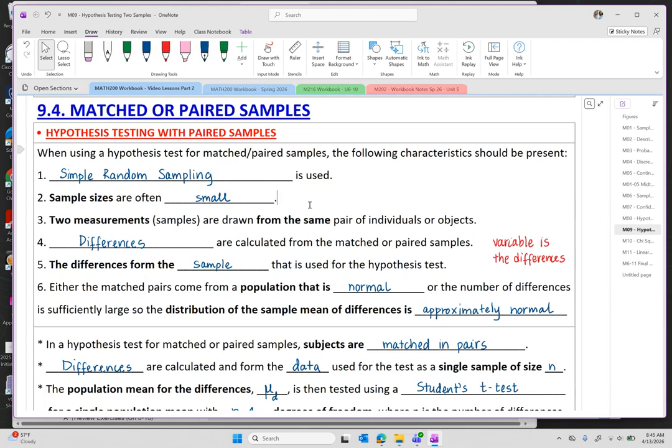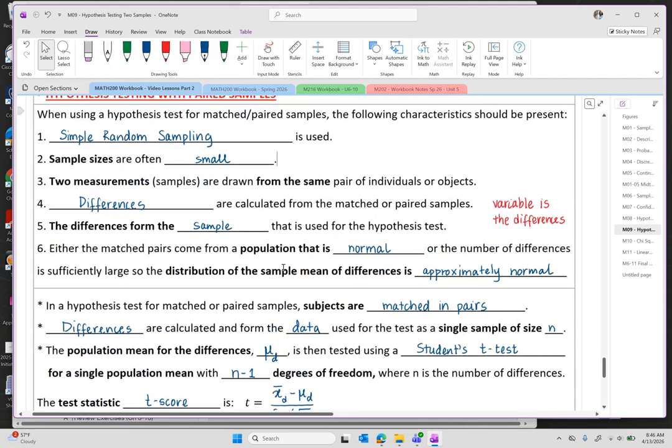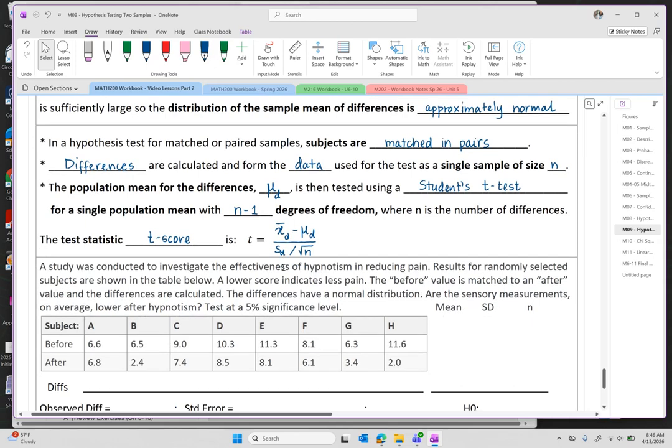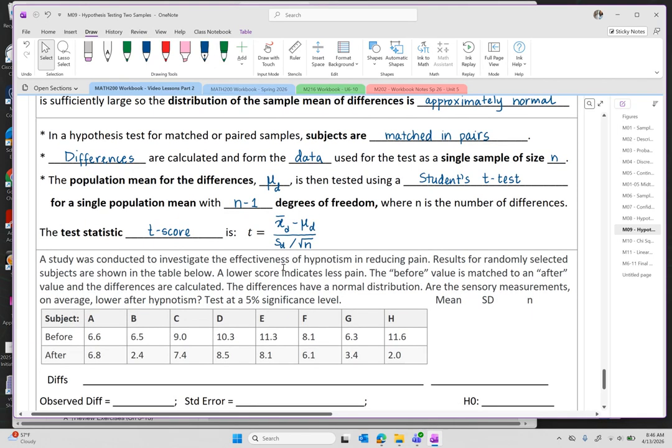Either the matched pairs come from a population that is normal, or the number of differences is sufficiently large, so the distribution of the sample mean of differences is approximately normal. In a hypothesis test for matched or paired samples, subjects are matched in pairs. These are dependent samples. They are not independent. The differences are calculated from the data used, and the test is a single sample of size n. So we only have one sample. That sample has a variable, again, of investigation being the differences between the values of the data.